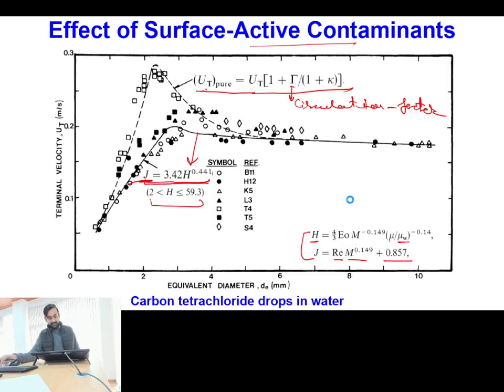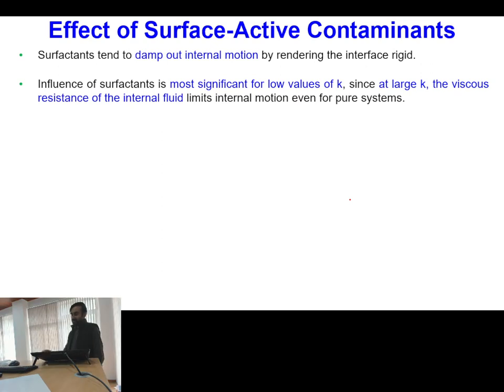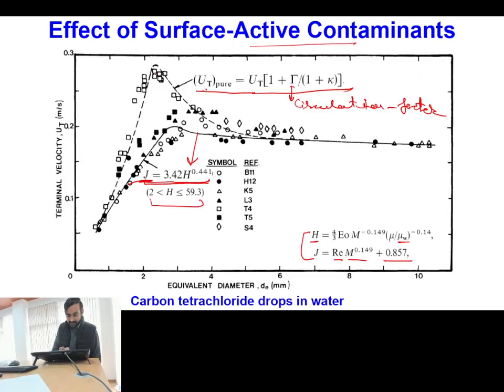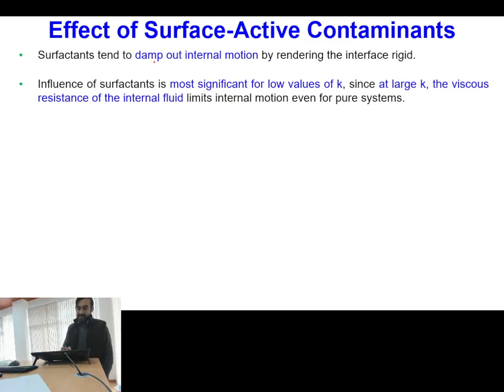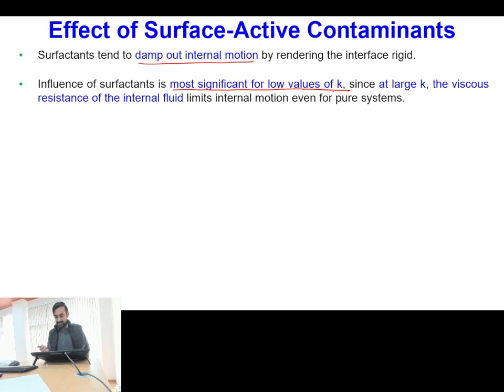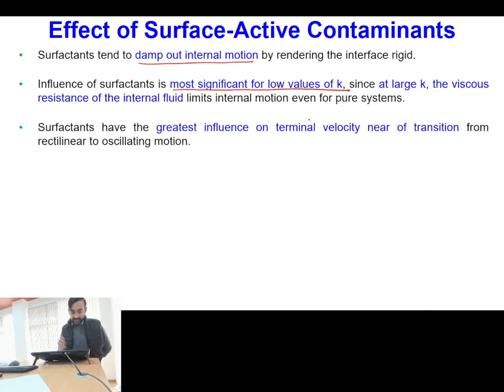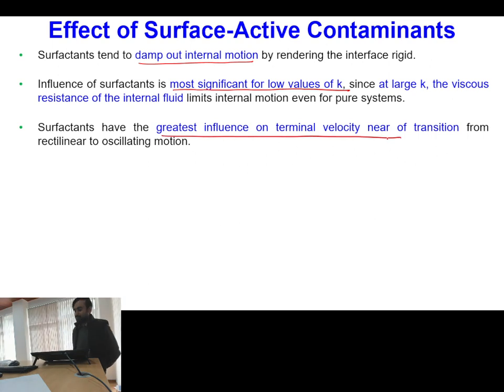In terms of the effect of surfactants, these two curves change significantly. Surfactants have a major effect: they tend to damp out the internal motion by making the interface rigid. Second, the effect of surfactants is most significant for low values of k, because for higher values of k the viscosity is so high that internal circulation is not present. Surfactants have the greatest influence on terminal velocity only near the transition from spherical to ellipsoidal.